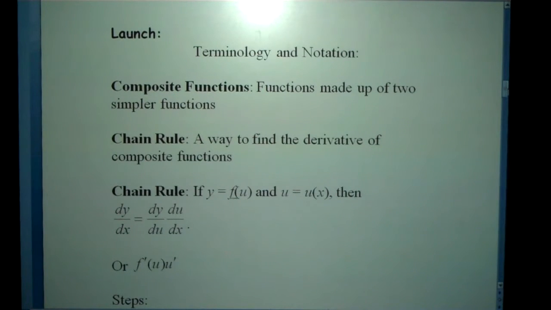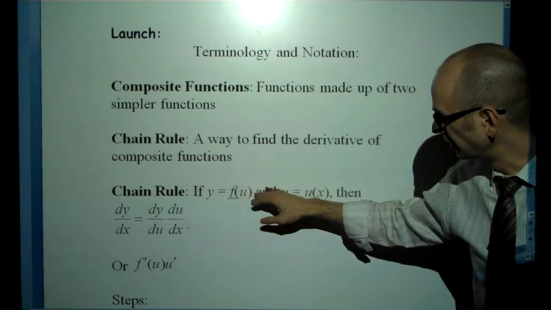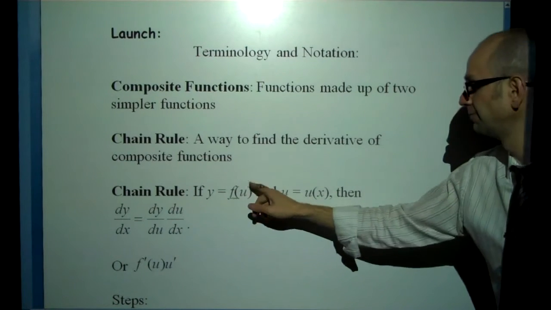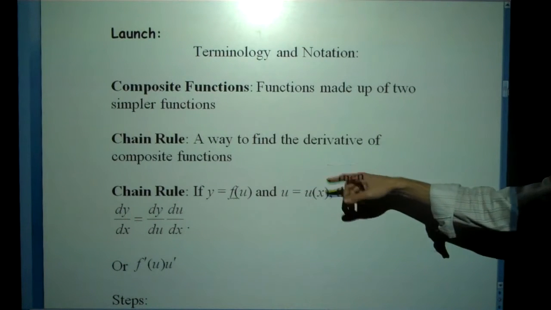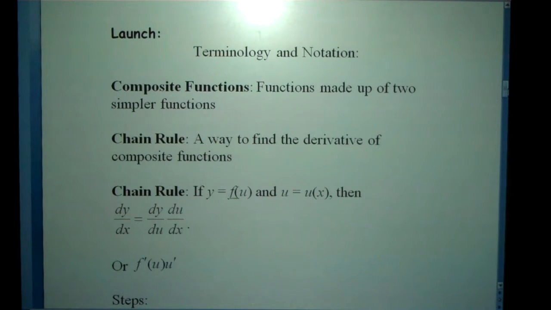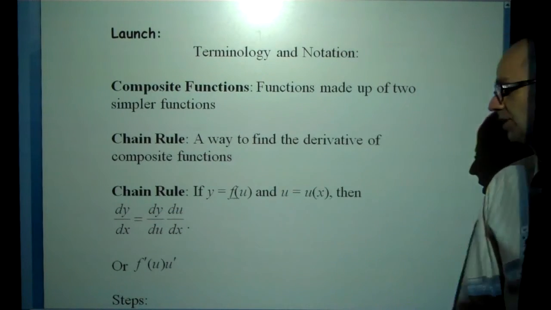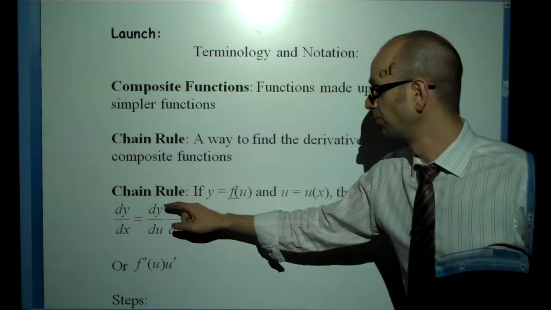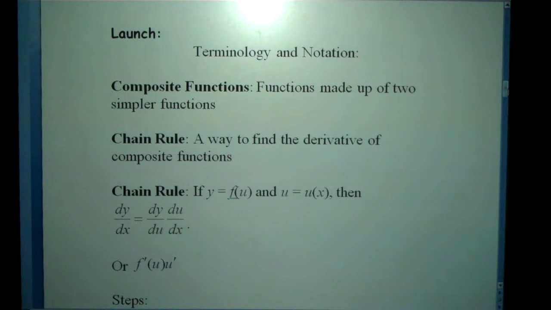The way the formula packet shows it is if you've got y equals a function of another function, so I'm calling this f of u, and u equals this function u of x, then the derivative of y in terms of x is equal to the derivative of y in terms of u times the derivative of u in terms of x. It sounds a little more complicated than it needs to be.